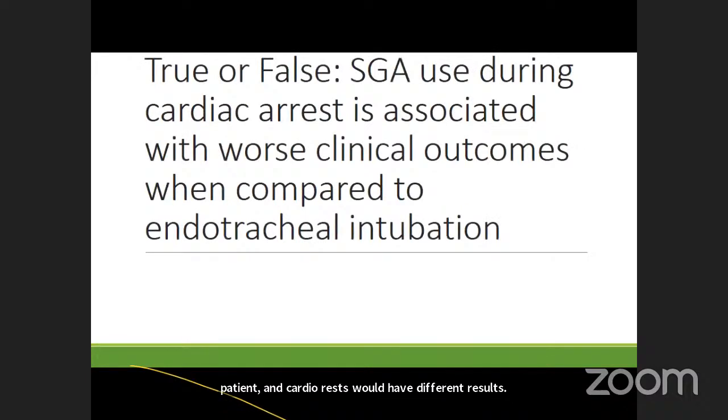True or false? Supraglottic airway use during cardiac arrest is associated with worse clinical outcomes when compared to a more definitive airway like endotracheal intubation. And by worse clinical outcomes, I'm talking about increased mortality and worse neurological outcomes at time of discharge.